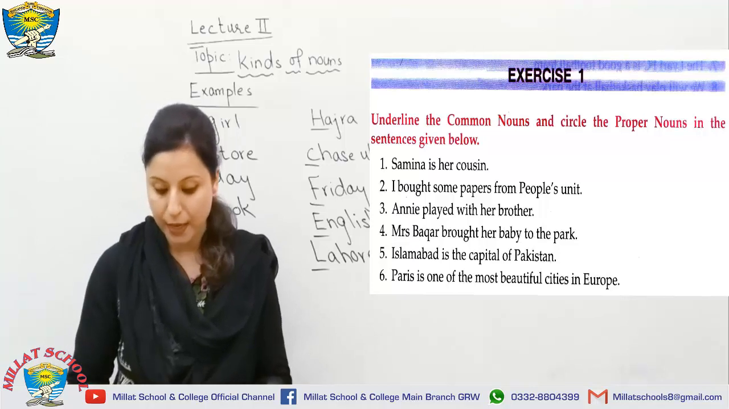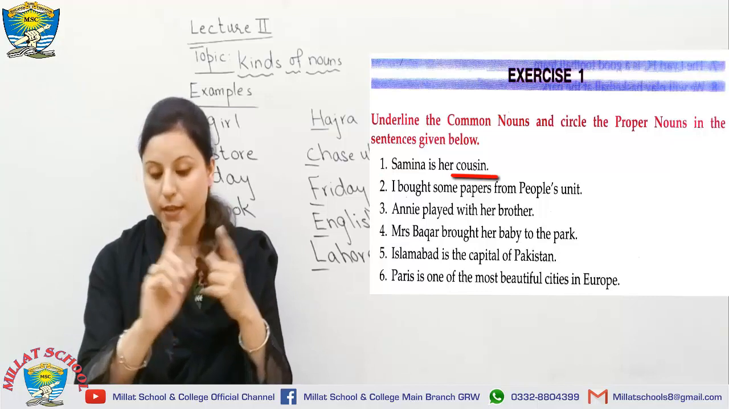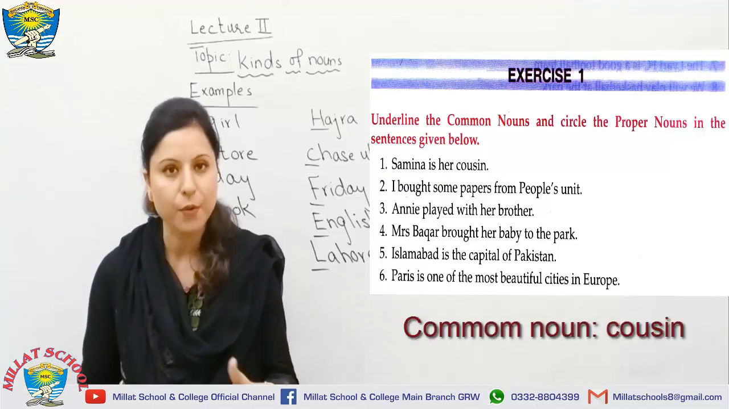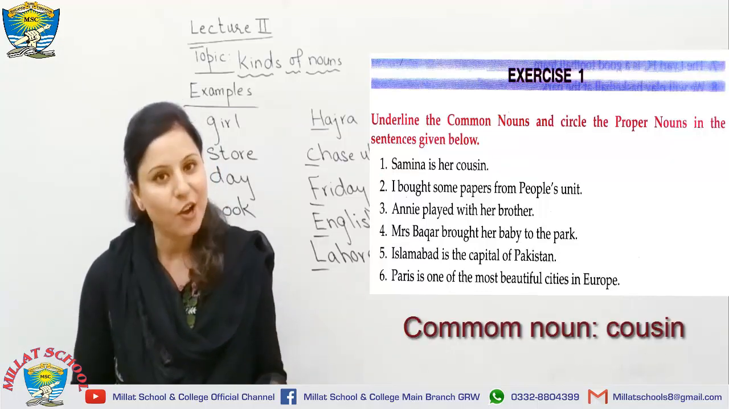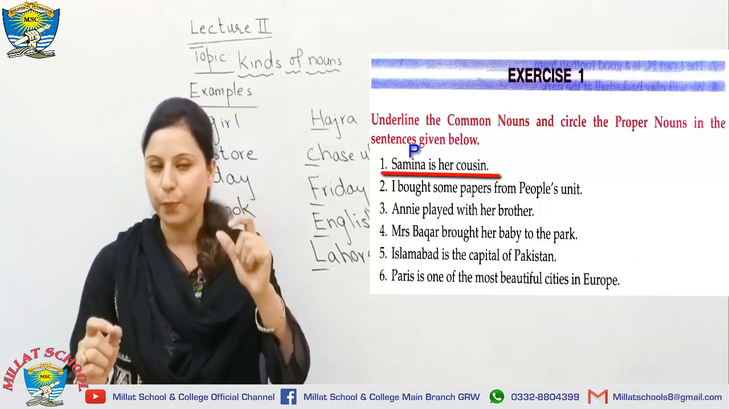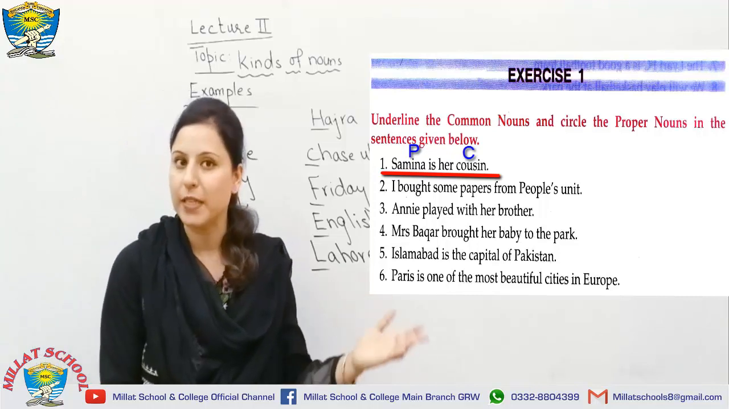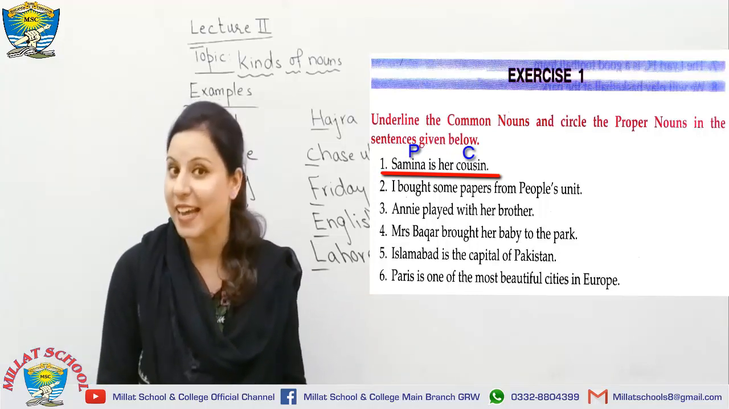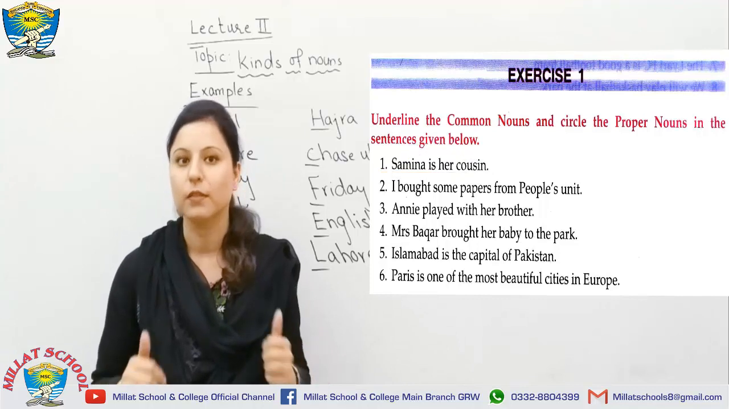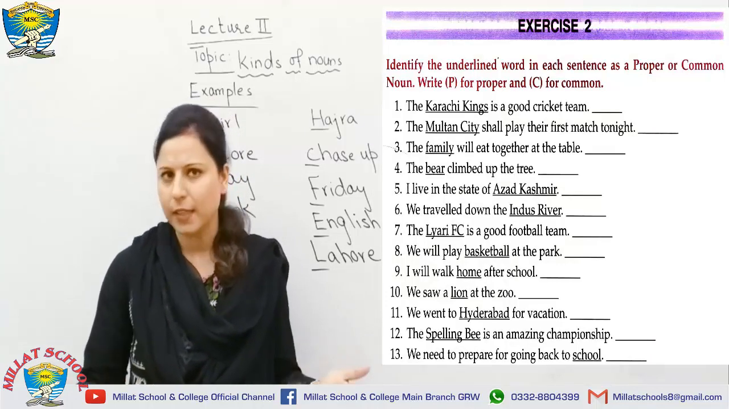Number 1, Samina is her cousin. There are two nouns, Samina and cousin. Samina is your proper noun and cousin is your common noun. Just underline these words and write P for proper and C for common noun. The same will be done with the rest of the sentences, but don't forget, it will be with fun. The next, page number 14, will be done in the same way.